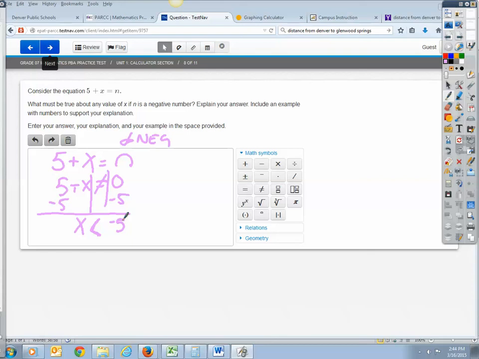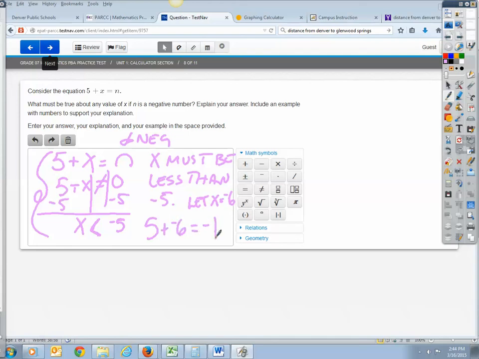So what must be true for any value of x? x must be less than negative 5. And I would include this calculation here. And then for my example, I would say let x equal negative 6. So I have 5 plus negative 6 equals negative 1. And that would pretty much do it.